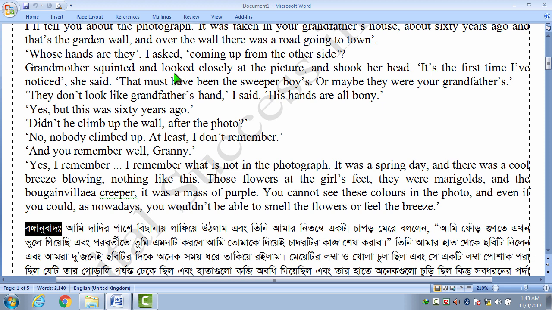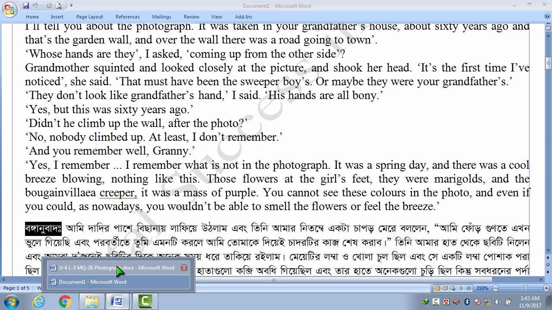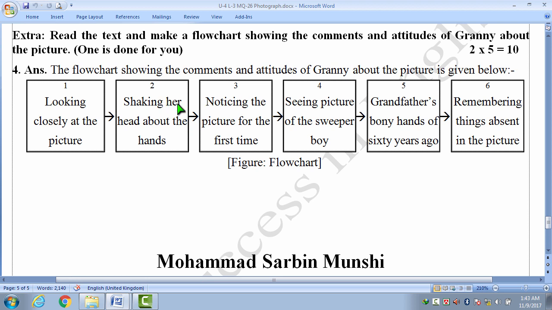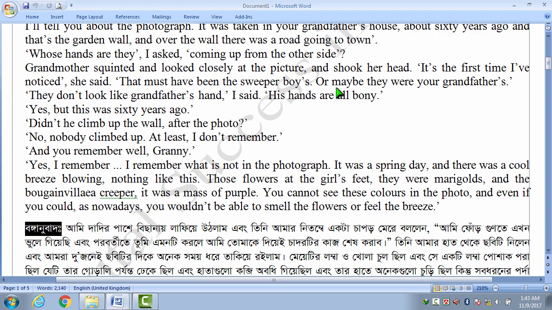Here is the information. Looked, এখানে এটি আছে, এটার বেস ফর্ম look, এর সাথে আইএনজি করে looking closely at the picture, এখান থেকে তথ্যটা নেওয়া হয়েছে। Shaking her head about the hands. We're going to the passage. Shook her head. Shook এসেছে shake থেকে, shook past tense, shake base form. Shaking এসেছে কি ing, shaking her head.